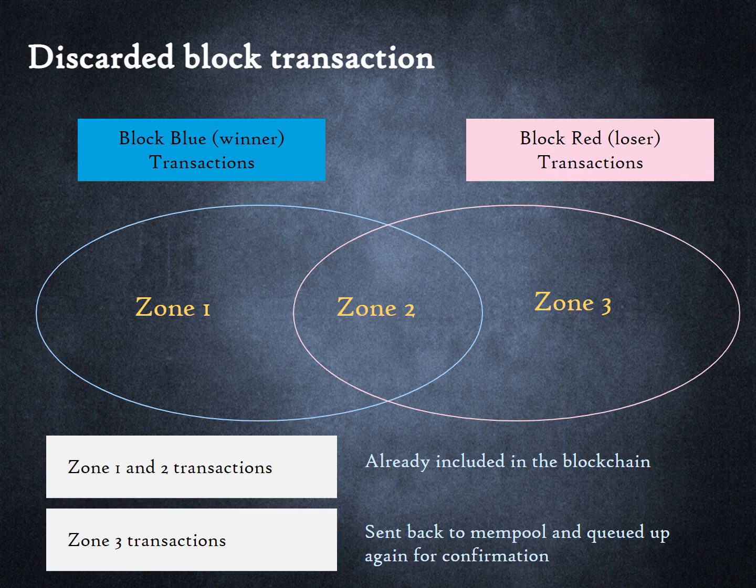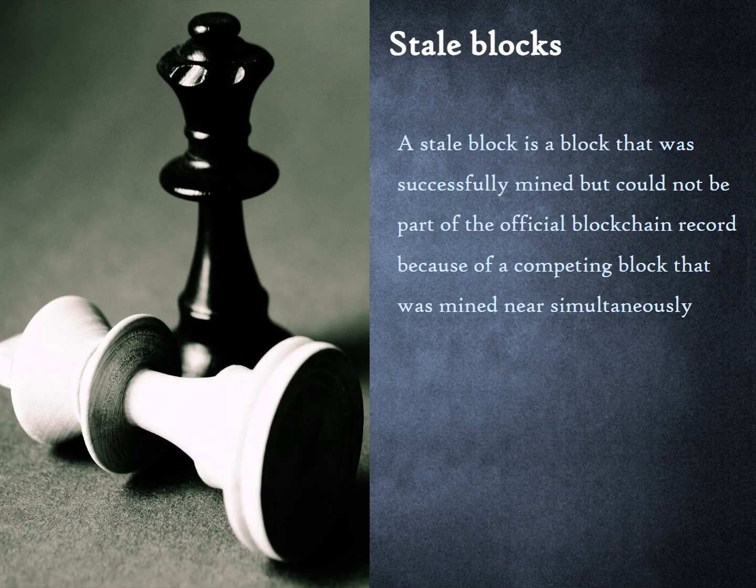We can think of the transactions in block blue and block red as a Venn diagram. All transactions in Zone 1 and 2 are already in the blockchain. Zone 3 transactions are the ones that get pushed back into the mempool and queued up again for mining. Block red is what is called a stale block.